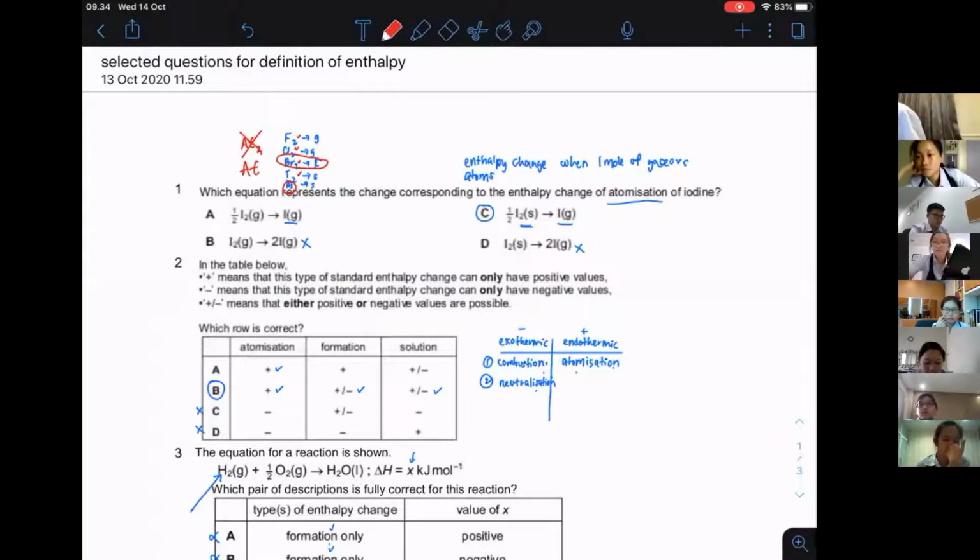Have you tried Nearpod before? I think yesterday some of you asked me what is Nearpod. Let me share something with you. Just wait. Okay, just give me 2 minutes.